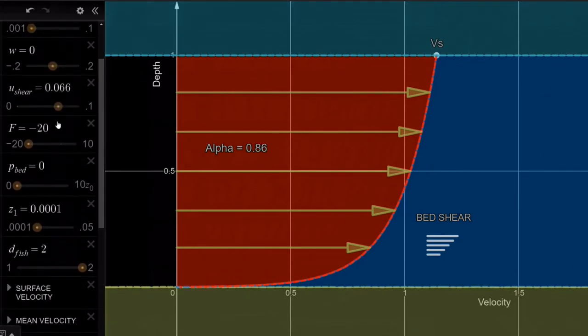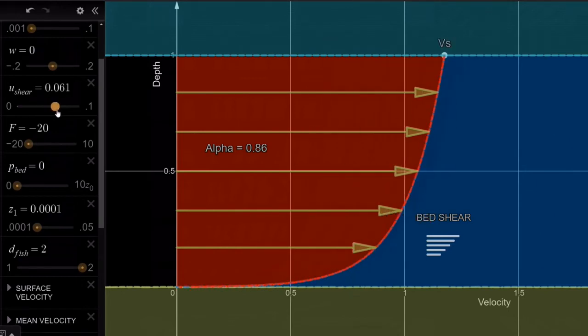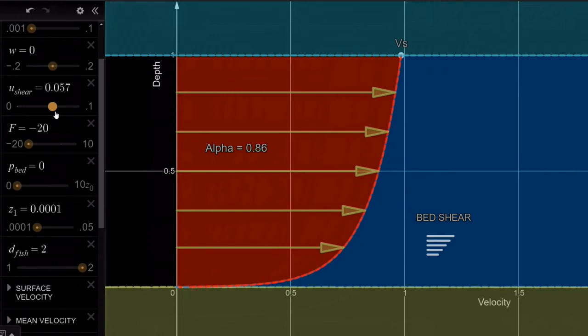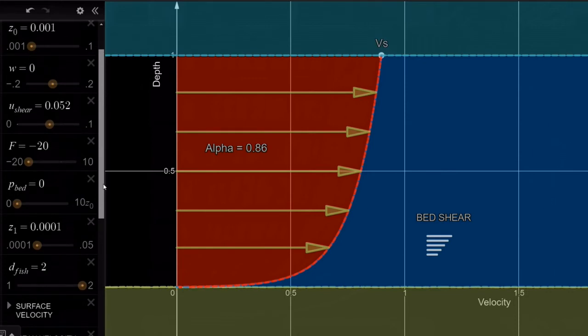When we change the shear stress, the alpha ratio stays the same. It affects both the surface velocity and the mean velocity in the same way. So changing shear stress doesn't change the alpha ratio. This is important.